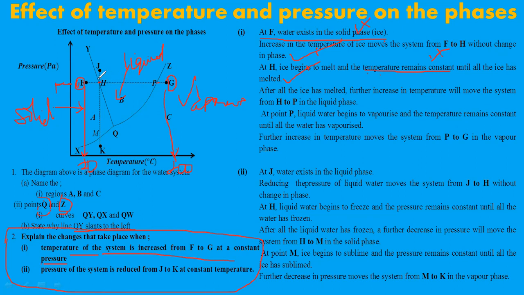Then what happens? After all the ice has melted, further increase in temperature will move the system from H to P in the liquid phase. That's what this statement is saying, okay? When you increase the temperature further, after all the ice has melted, remember you are increasing the temperature. The system will move from H to P in the liquid phase.